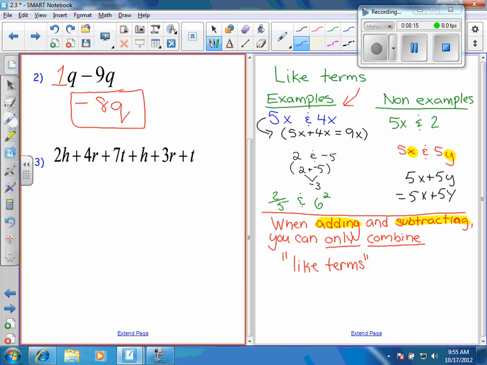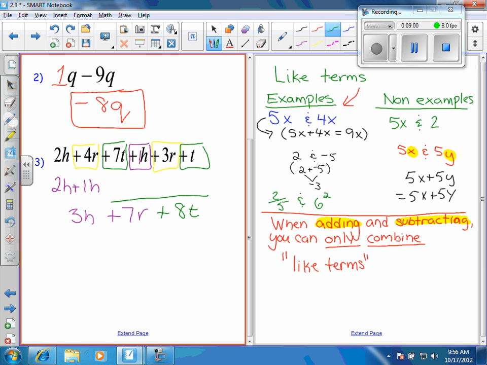Okay. So, is it 3h? Right, because you're going to think of this as a 1, right? So you have your 2h here, and then you're really adding the 1h. So you have your 1h there, so that gives you a 3h, plus 7r. Right, because you're adding your 4r, a positive 4r, and a positive 3r. So you get 7r, and it's positive, so think of it as a plus 7r. Plus 8t. Yeah, plus 8t. So that's good, and that's not too hard.